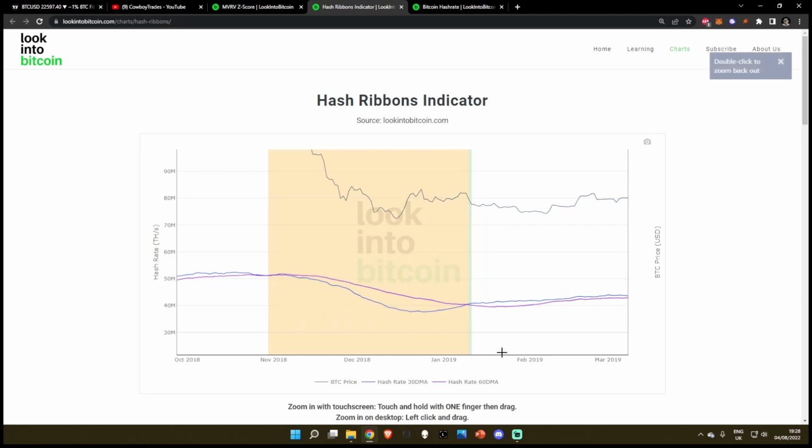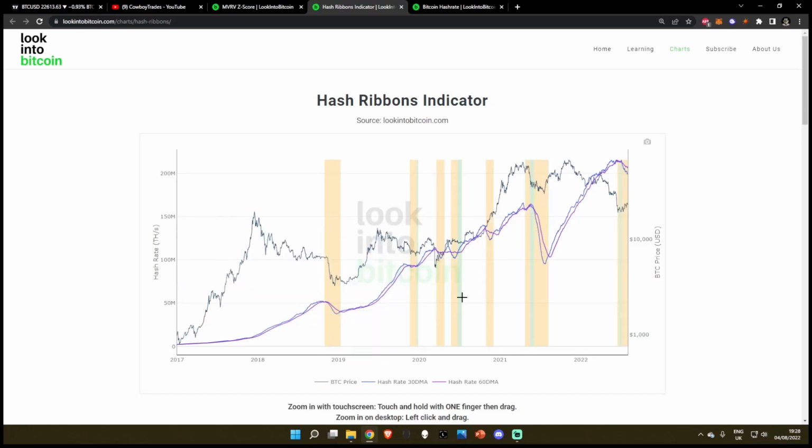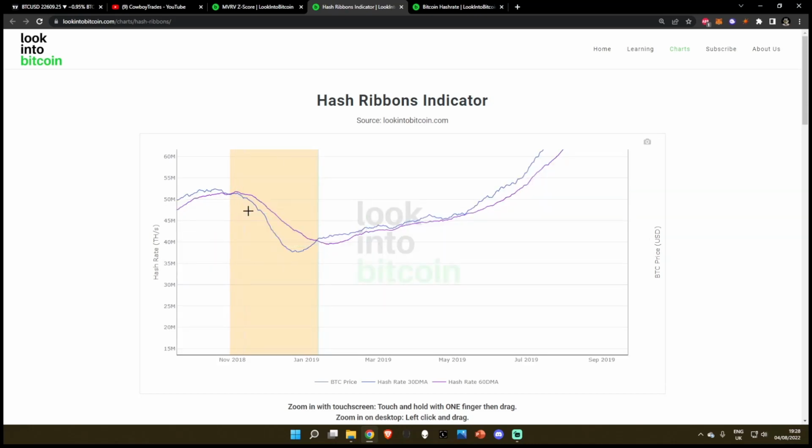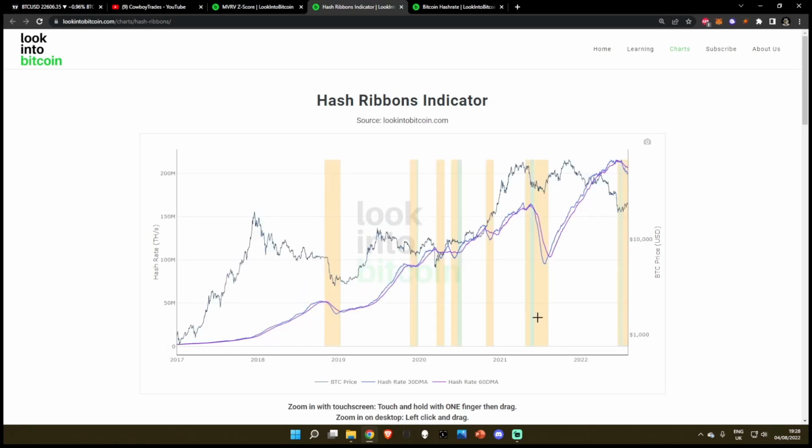We're looking for these periods in time where the blue moving average, which is the 30-day moving average, crosses back bullish above the purple line. You can almost imagine this as EMA ribbons, when the short-term moving average crosses below the long-term moving average. When the blue line moves below the purple line, you're basically flipping bearish. When the blue line moves above the purple line, you are bullish, because the short-term moving average is above the long-term moving average.